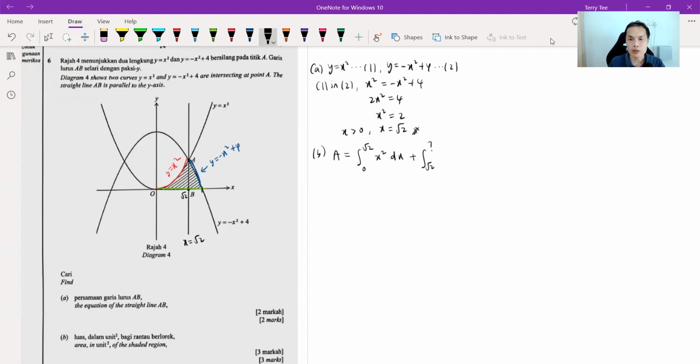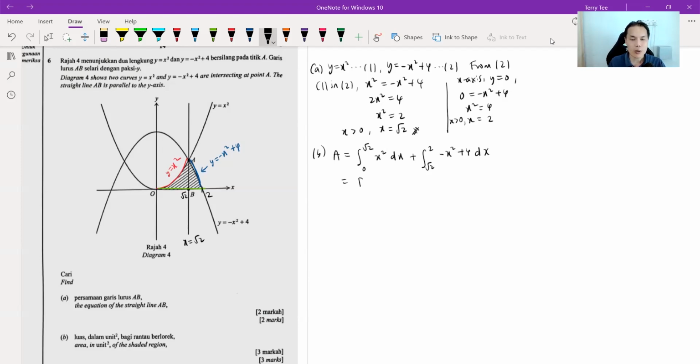Now, we know from equation 2, at the x-axis, your y is 0. So 0 equals negative x squared plus 4. X squared is 4, x is plus minus 2. But we don't have to put plus minus 2 because we are looking for the value on the right-hand side. So x should be 2. We integrate from Surd2 to 2, and this function is negative x squared plus 4 dx.